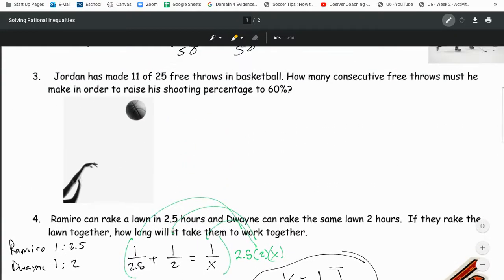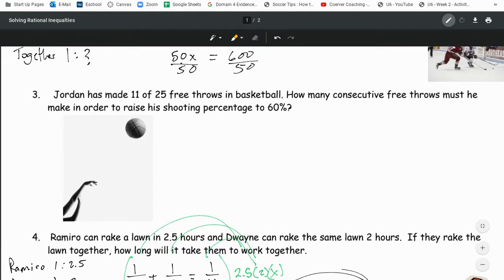All right, now let's come back up to number 3. The reason I kind of went out of order is this one's actually going to be a cross multiplication, so it's set up a little bit different. This says Jordan has made 11 of 25 free throws in basketball. How many consecutive free throws must he make in order to raise his shooting percentage to 60%?